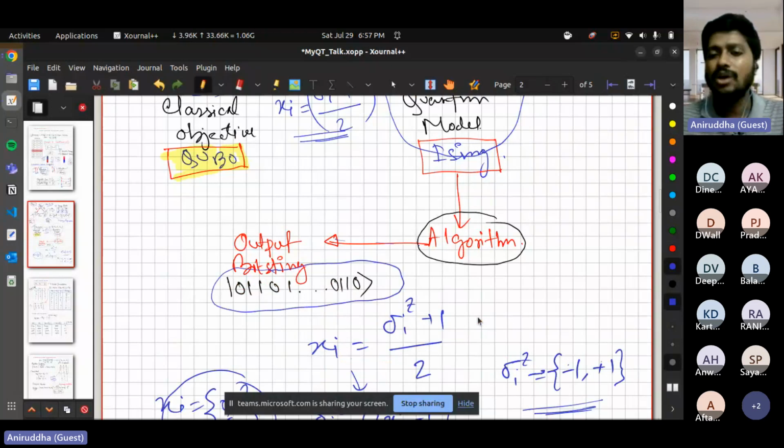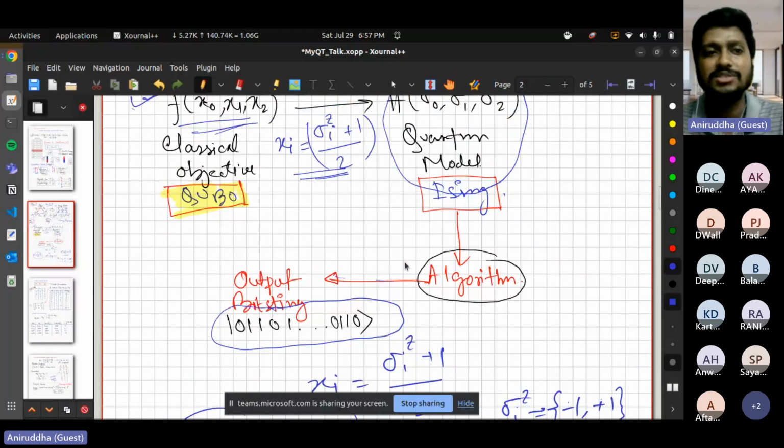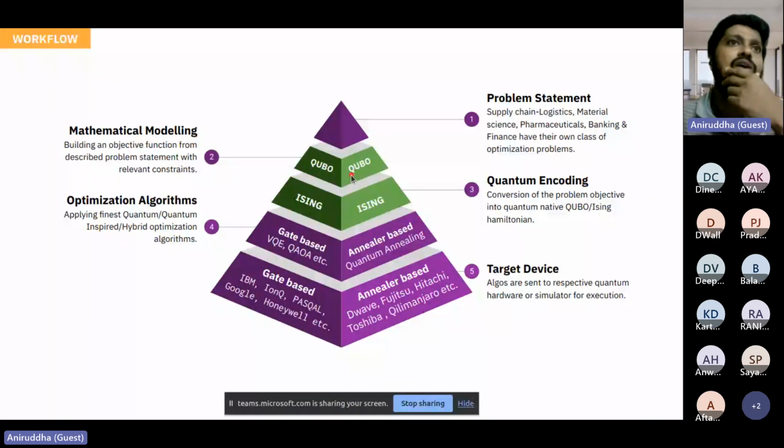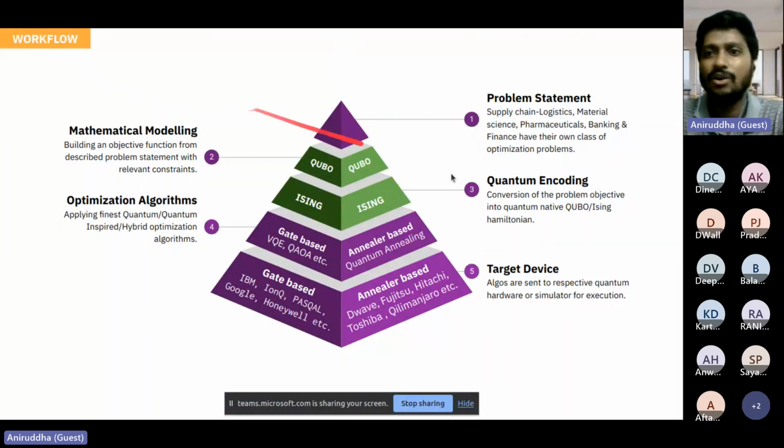I will not get into how a quantum algorithm works because that's a separate topic, not something we wanted to discuss today. You can look at that on your own, or attend another lecture in the upcoming weeks, I hope. So this is the basic structure, and it is uniform for all the problems. This is the basic workflow.